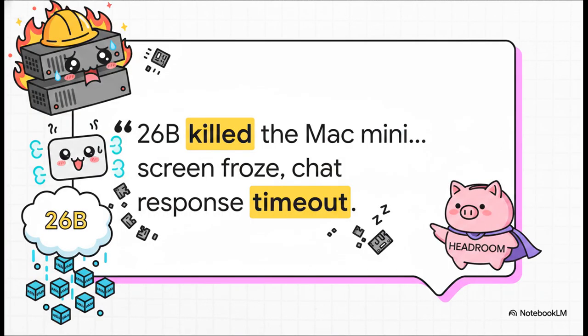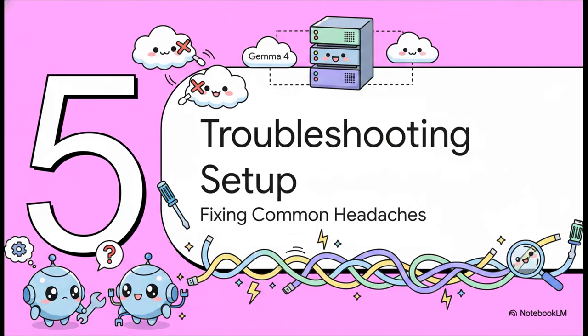Because, as one developer put it perfectly, pushing your VRAM to the absolute limit with that 26B model can literally ruin your day. Screen freezing, chat timeouts, no bueno. Always remember to leave enough headroom for your operating system processes. Of course, bleeding-edge tech never works perfectly on the first try. So let's talk troubleshooting and fix the most common setup headaches builders are running into right now.